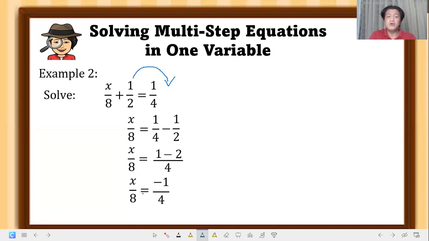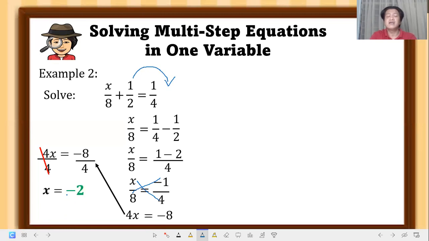Tsaka mo ngayon i-apply yung cross multiplication or cross product, no? X times 4, that is equal to 4x, and negative 1 times 8, that is negative 8. Tsaka mo ngayon i-remove yung 4. How are we going to remove that? Using the multiplication property. Or simply, i-divide na natin, shortcut na lang natin, no? Divide both sides of the equation by 4 para ma-remove yung ating coefficient na 4. Cancel natin yung 4. Therefore, what is negative 8 divided by 4? That is equal to negative 2.